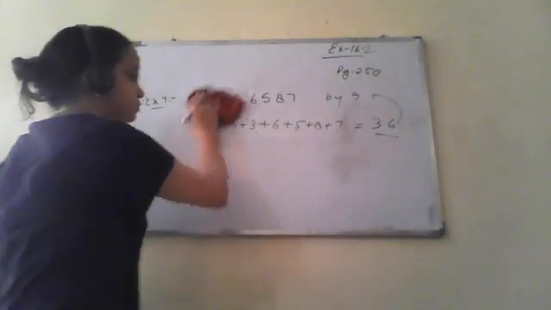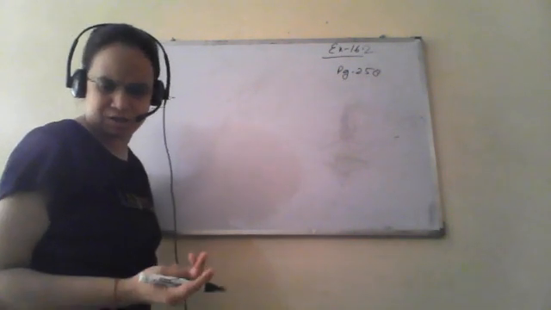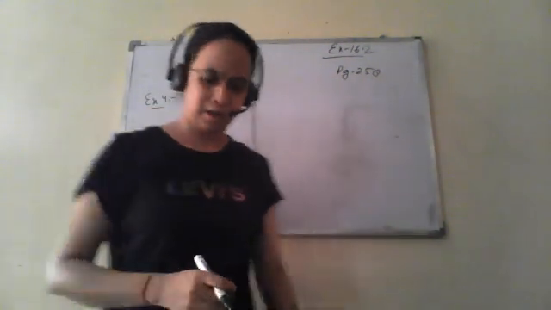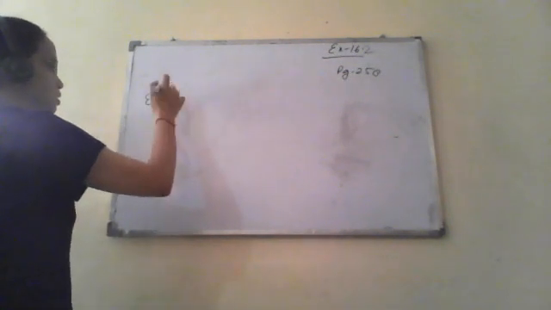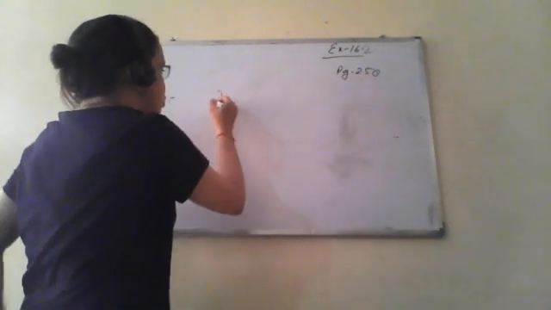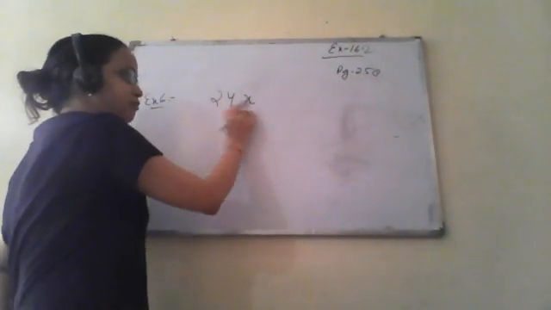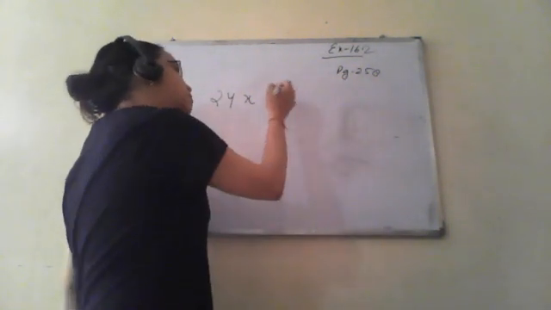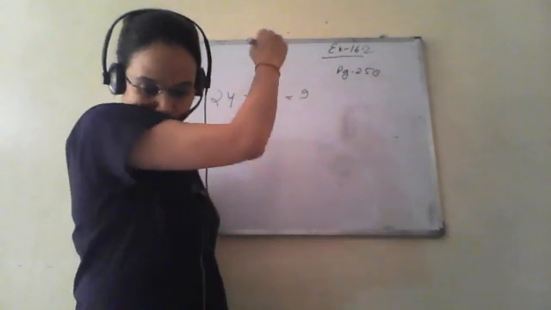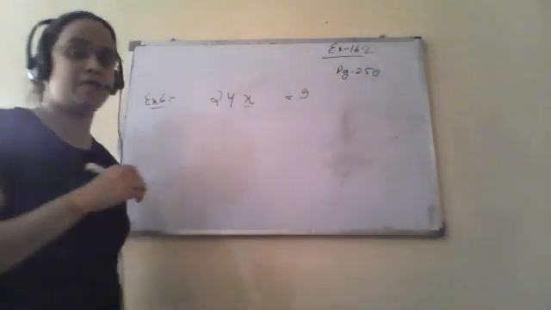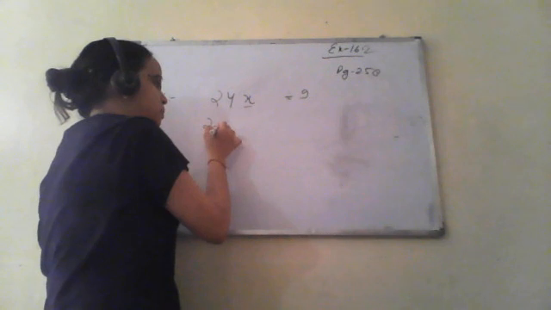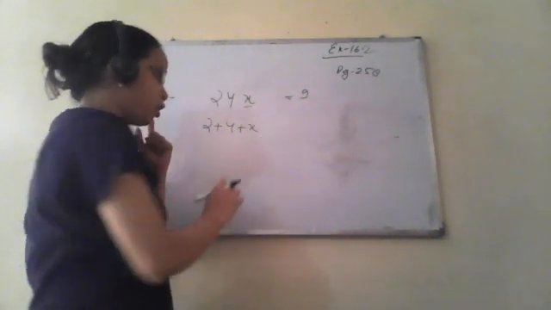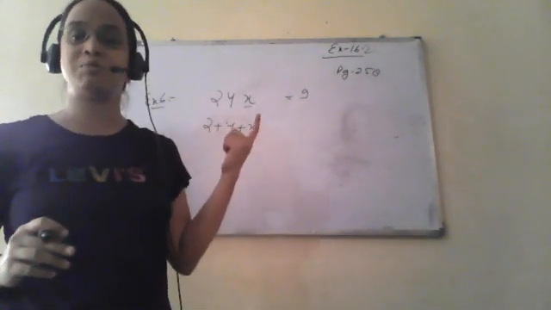Now example 5. Example 5 is the same. You have to check this divisibility by 9. Now we are taking example 6. If the sum of the digits of this three-digit number 2, 4, x is divisible by 9, it is given that this number is divisible by 9. So what is the value of x? What we have is 2 plus 4 plus x. The number obtained after addition of the digits should be divisible by 9.